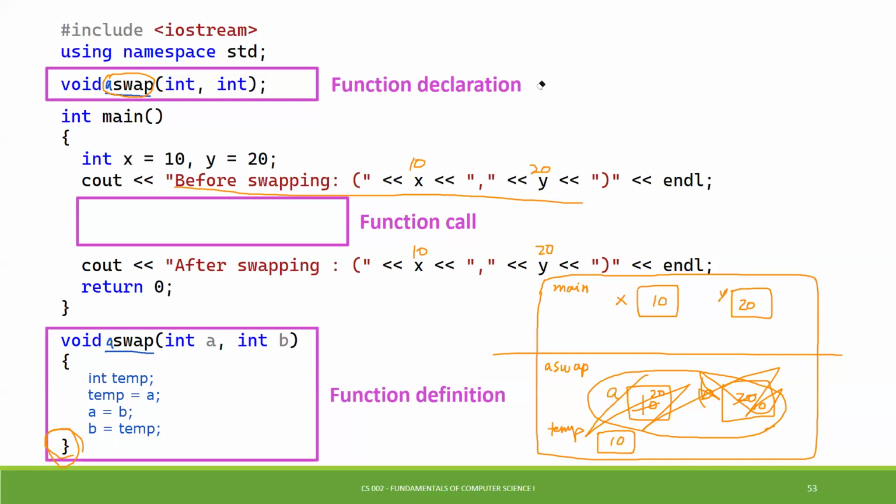Yeah, the second cout is also 10, 20. Both couts will give you 10, 20. No changing. We didn't touch them. So in the function, we cannot touch X and Y.